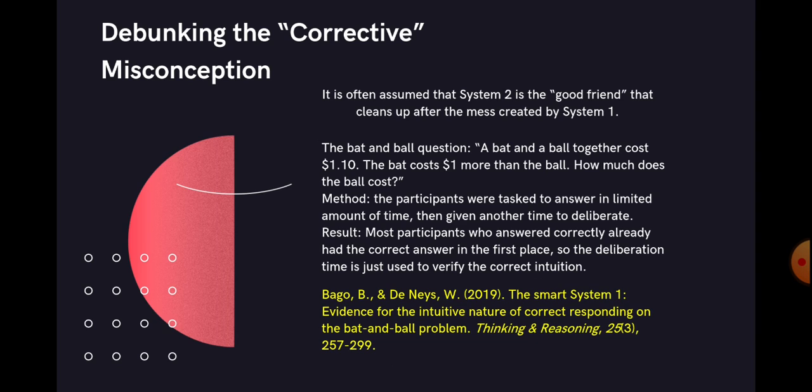And so here I'm going to present another experiment, which is debunking the corrective misconception. There is a misconception about System 2 and System 1, which is usually called the corrective misconception. It is often assumed that System 2 is the good friend that cleans up after the mess created by System 1. So usually people think that System 1 often makes errors, and System 2 is the one that takes responsibility for fixing the error.